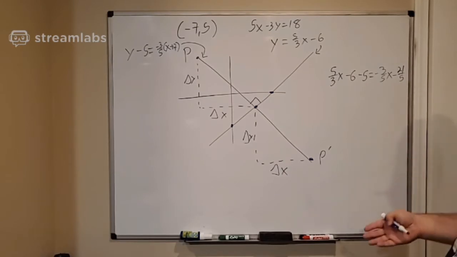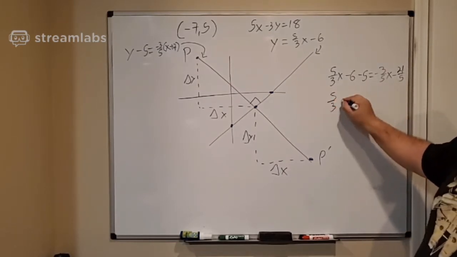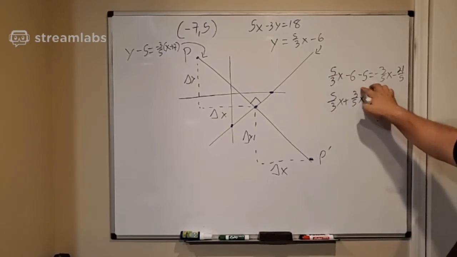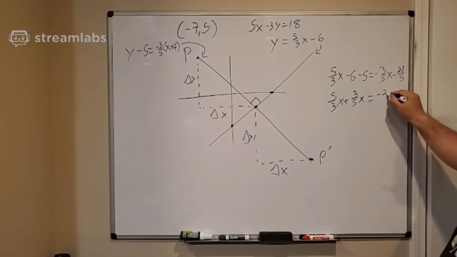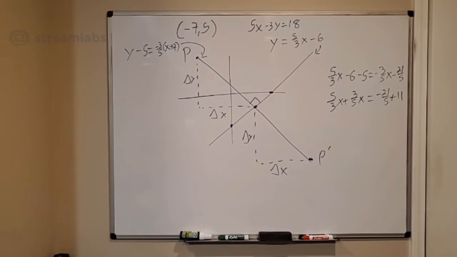So I'm going to add the 3/5, so I get 5/3 x plus 3/5 x. I'm going to move the 11 over, plus 11. And you don't have to add any fractions yourself. The calculator will do all the fractional adding for you, so don't worry about doing any of that. I just don't know what those are off the top of my head.